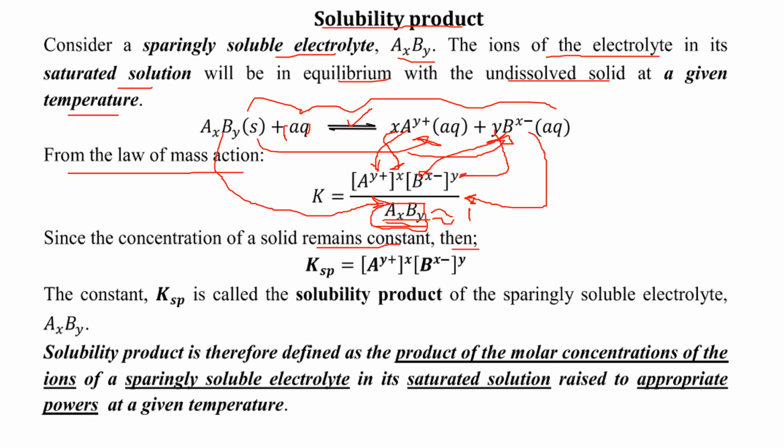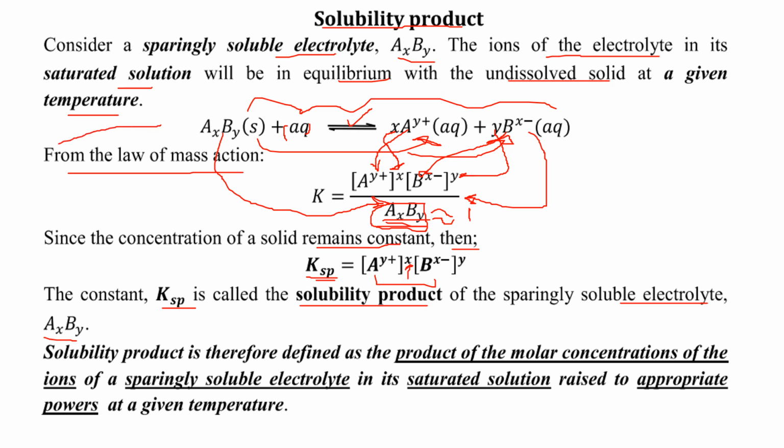So solubility product, which is denoted by capital K and then subscript SP, is going to be equal to the molar concentration of our products raised to their appropriate powers, or someone can say raised to their stoichiometric coefficients at a given temperature. So you're saying that here, the constant KSP is going to be called the solubility product of a sparingly soluble electrolyte, which is AxBy, as we gave it in the example.